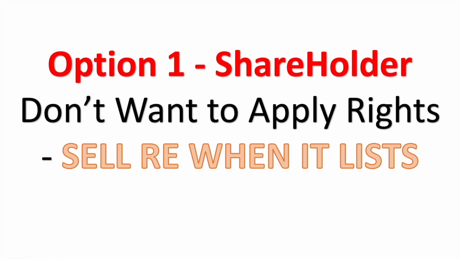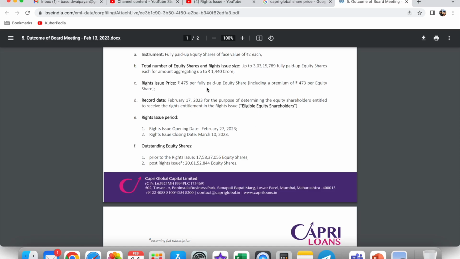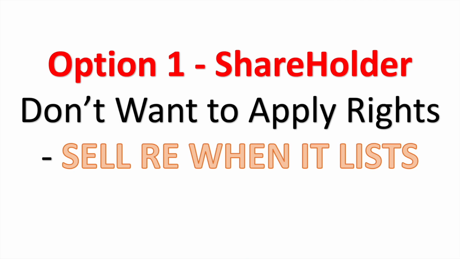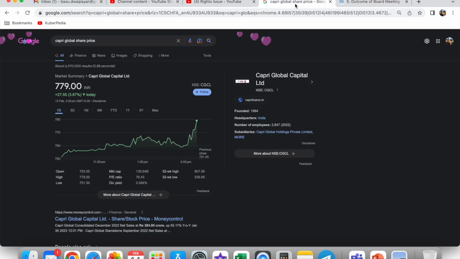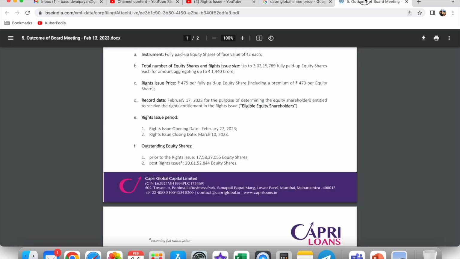So option one is for a shareholder. That means you are holding the shares till the record date, 17th of February, and you have got the rights entitlement shares credited. When you log in, you will see something called CGCL-RE, this share is going to be credited after the start date, that is 27th February. I will make a follow-up video whenever the rights start trading, but this is purely to give you an insight into what is going to happen after 27th February.